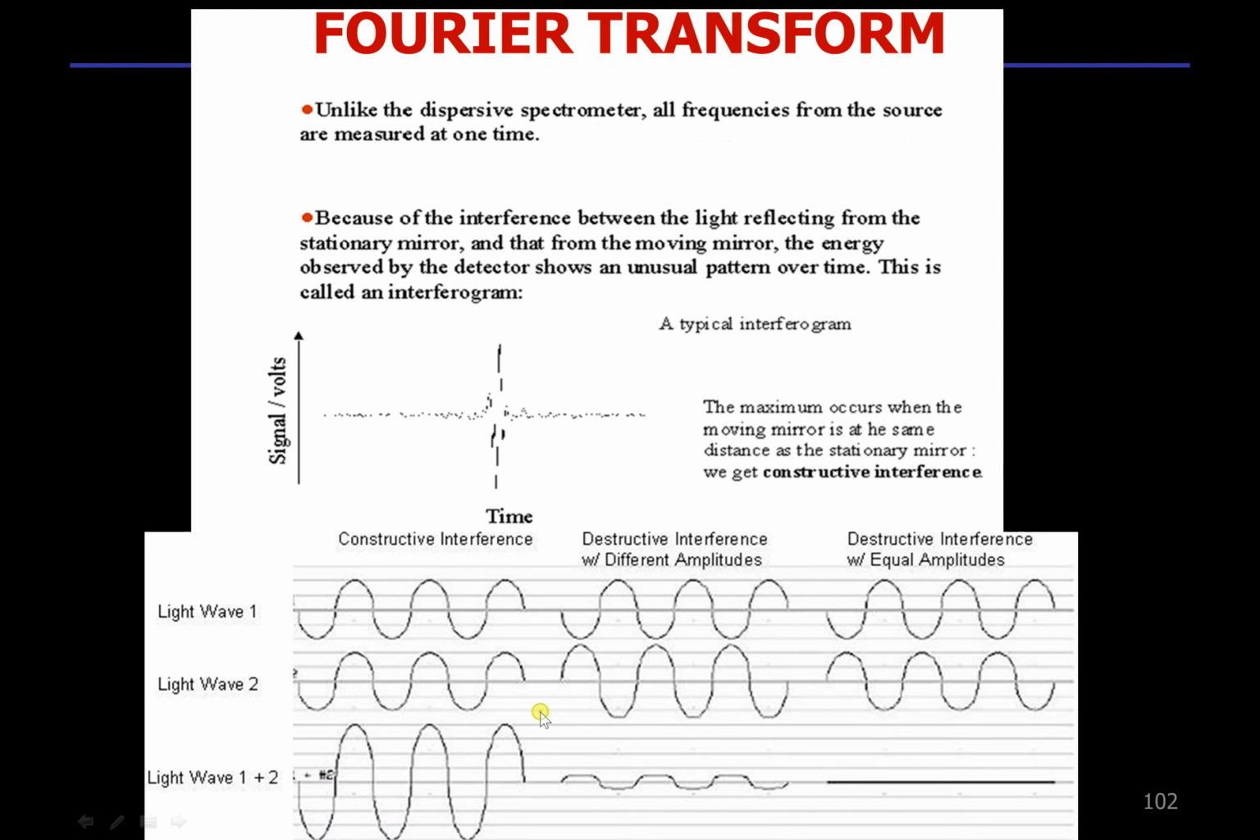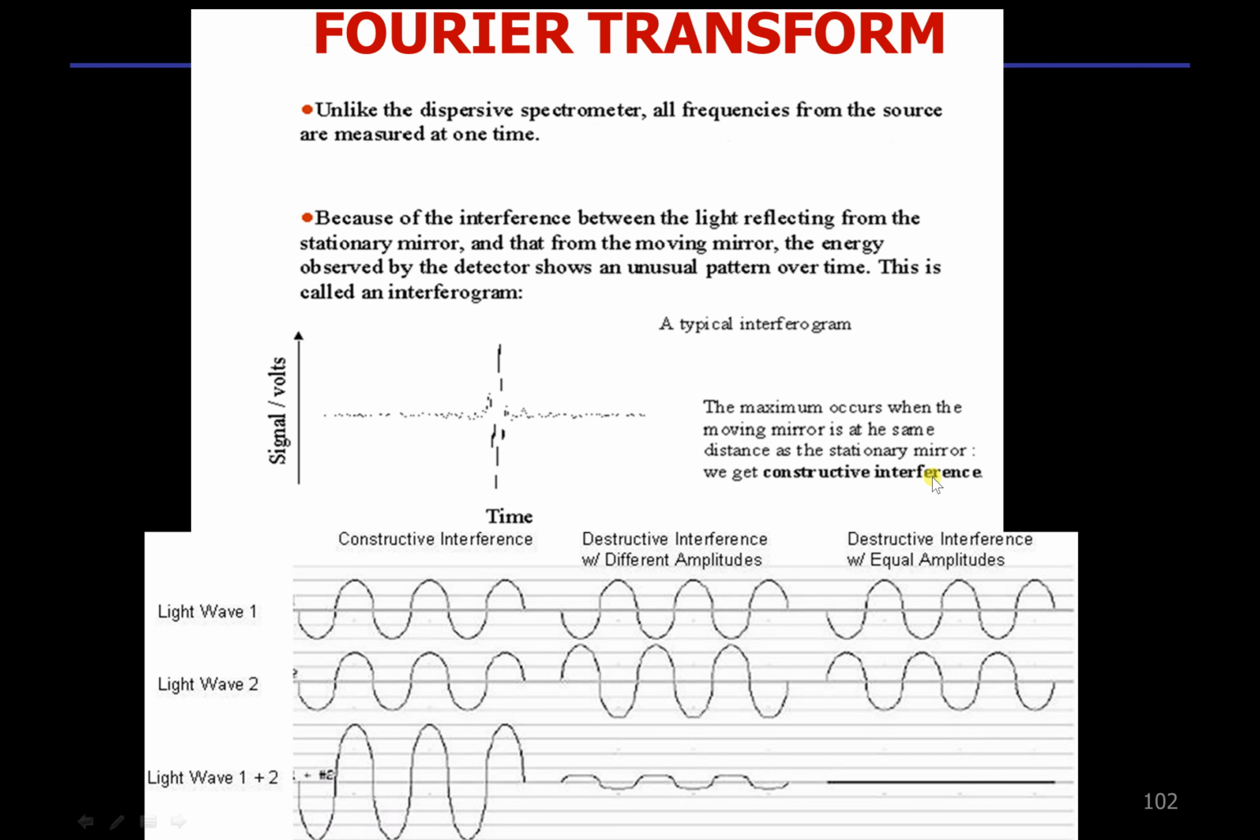Unlike the dispersive spectrophotometer, all frequencies from the source are measured at one time collectively. Because of the interference between light reflecting from the stationary mirror and that from the moving mirror, the energy observed by the detector shows an unusual pattern over time, called an interferogram. This is signal versus time, a typical interferogram. The maximum occurs when the moving mirror is at the same distance as the stationary mirror. We get a constructive interference.